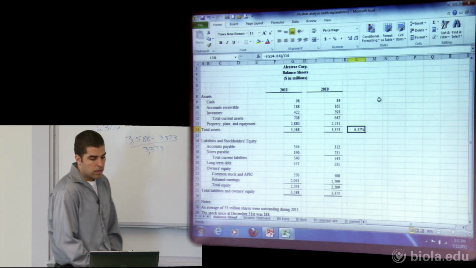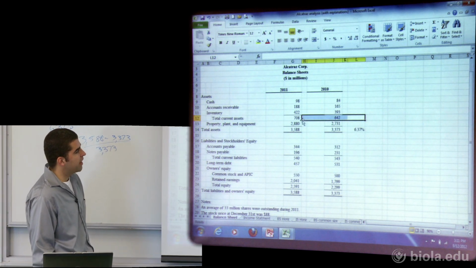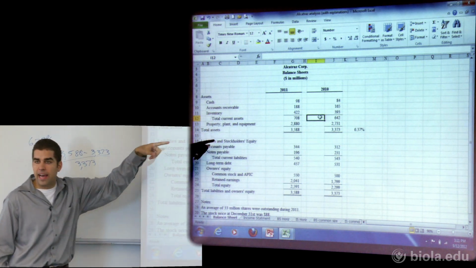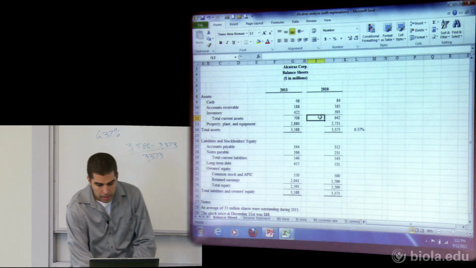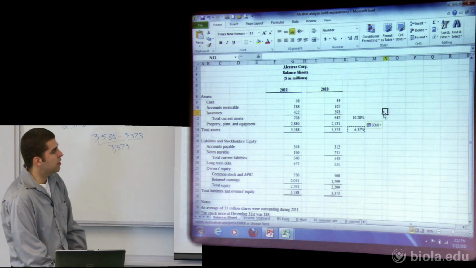Yeah, I got one. The total current assets. Okay, 10.28. So now you're looking at this line here. Well, I think we're kind of doing the same thing. What is total current assets? Total current assets is the sum of cash, accounts receivable, and inventory. So I'm just going to copy that cell up. And you said 10.28, was that right? Okay, so that is correct.